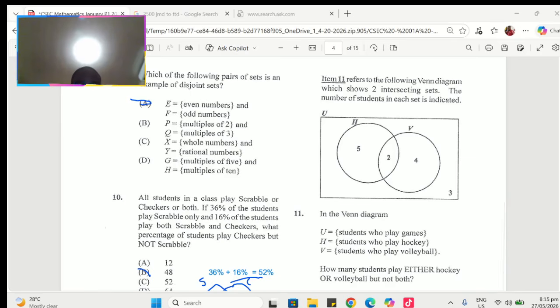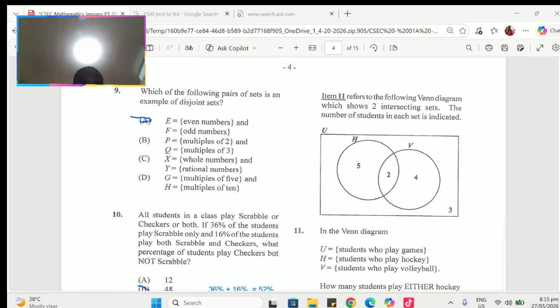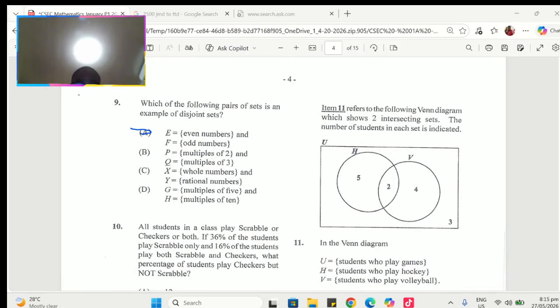Number 11. Very concerning indeed. Refers to the following Venn diagram. Somebody say 11 is C. Like how they do this one already. The Venn diagram shows two intersecting sets. The number of students in each set is indicated.